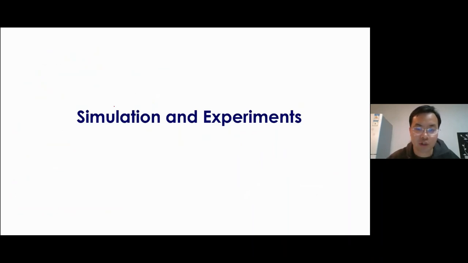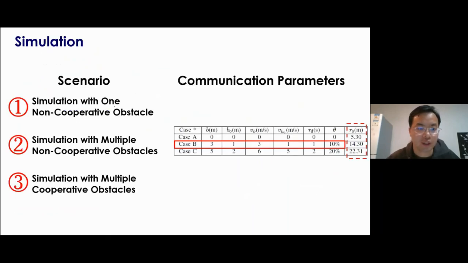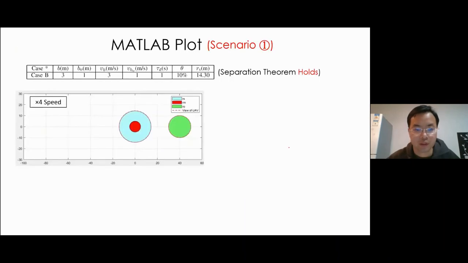Next, we show some simulations and experiments fast. We perform some simulations in three cases. We only show case B, with some parameters. The dashed circle is the estimated position. This is your way. This one is your way. This one is your way.